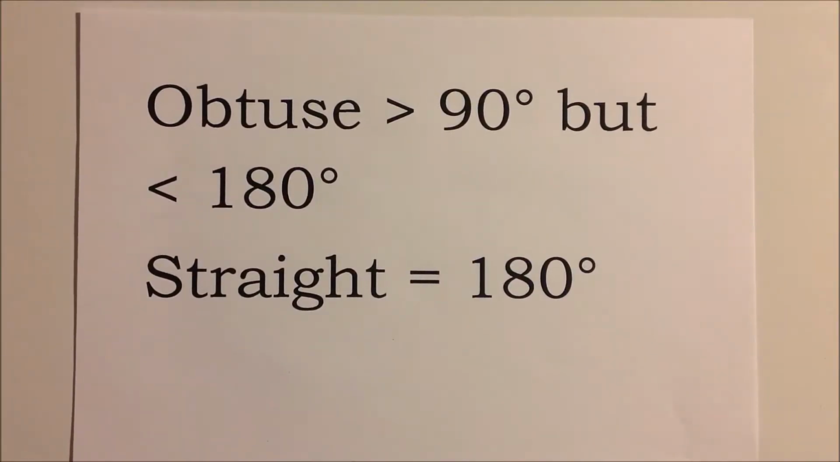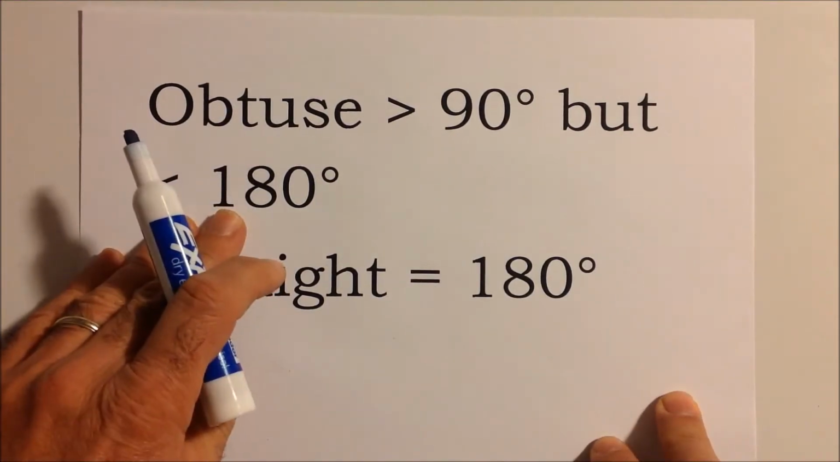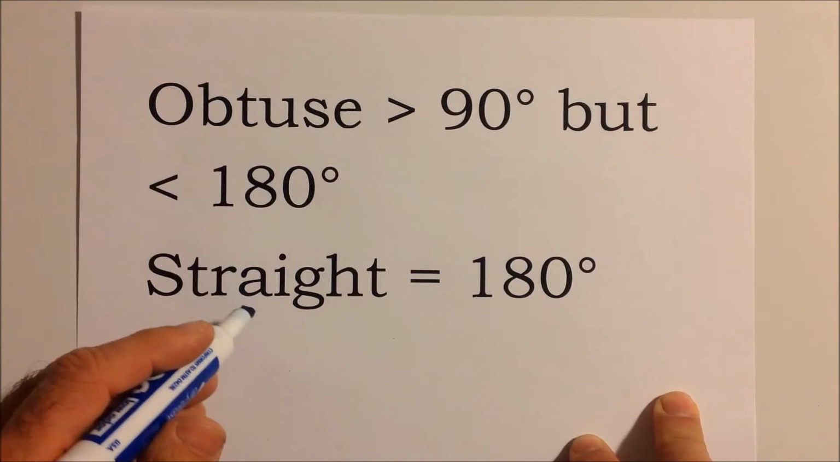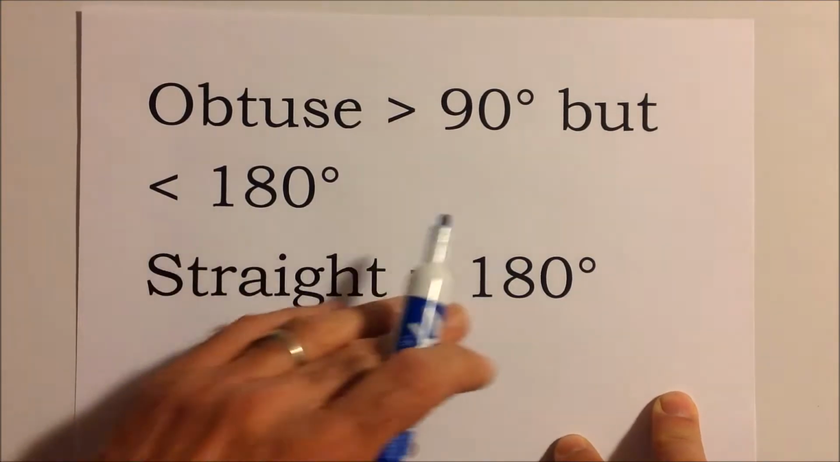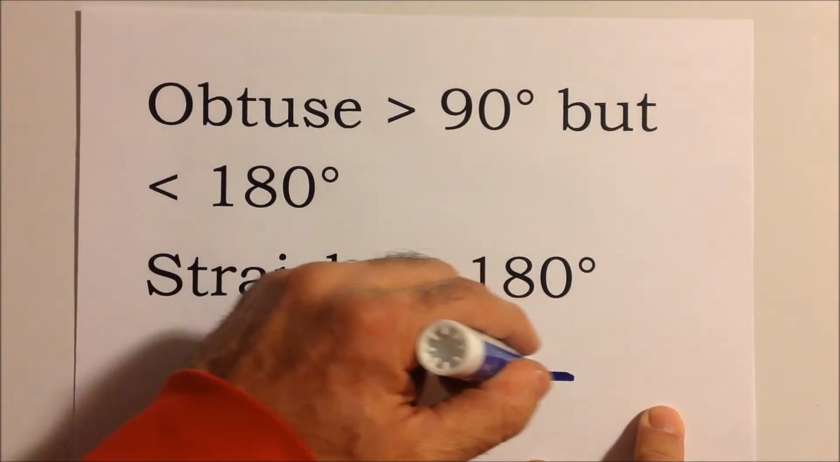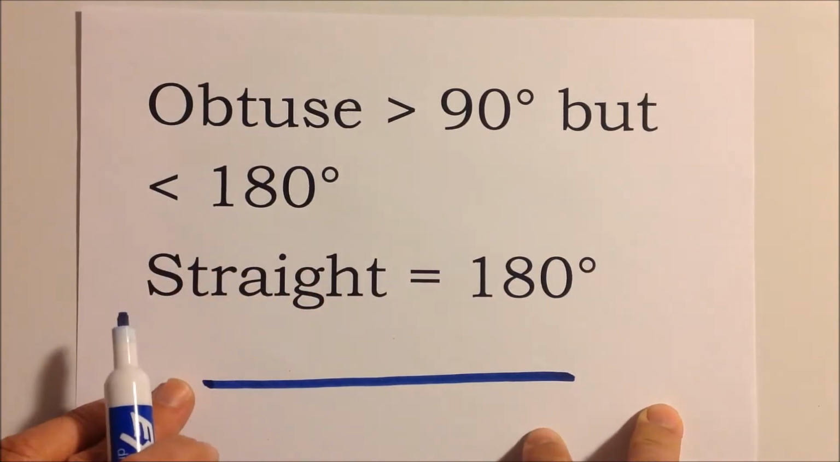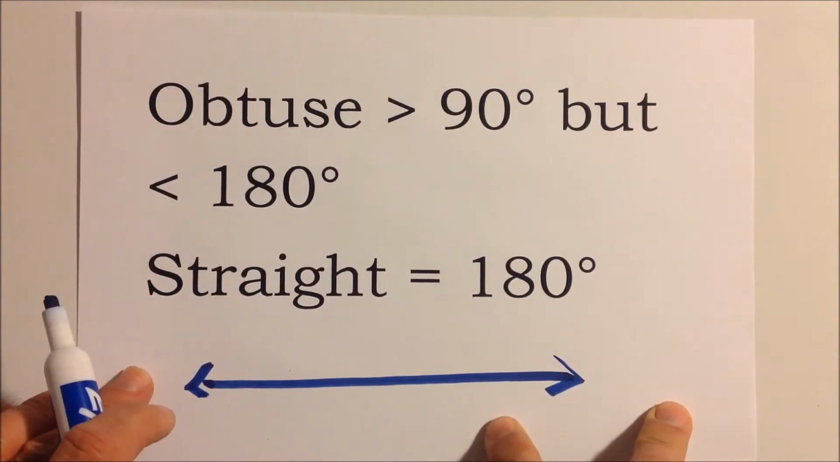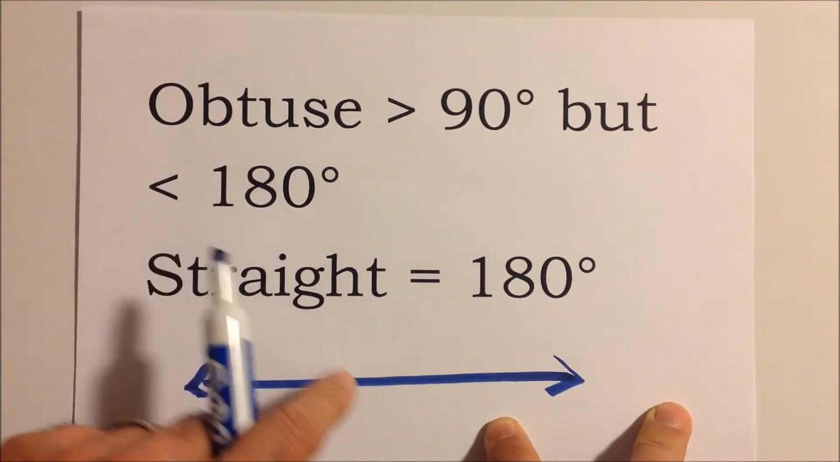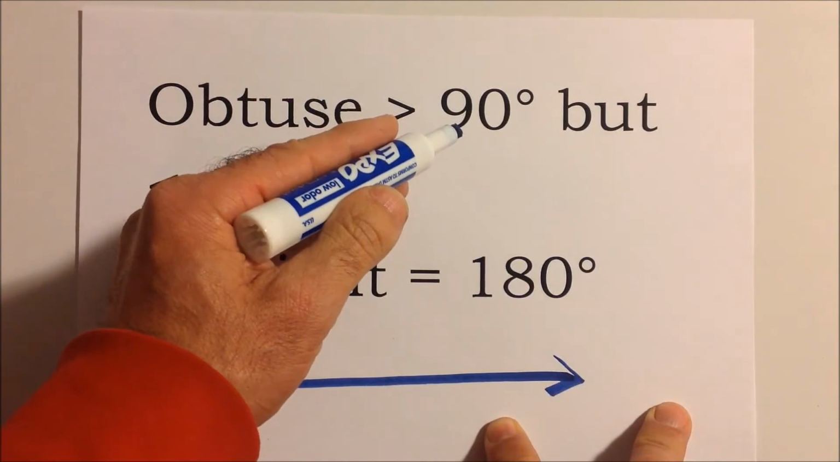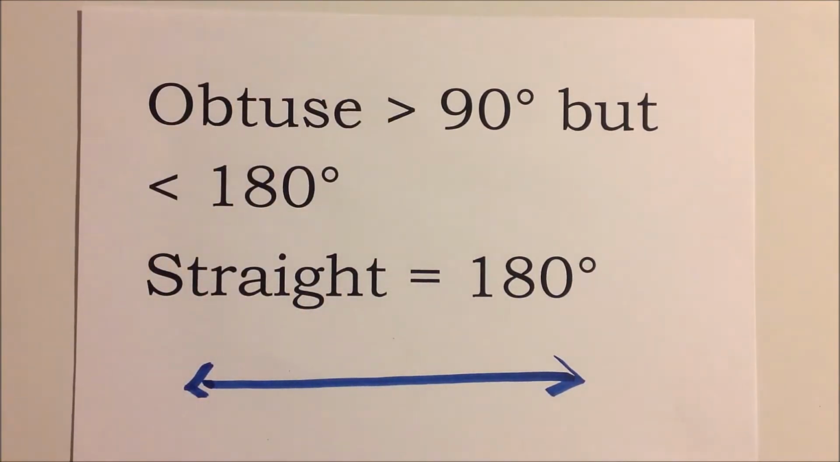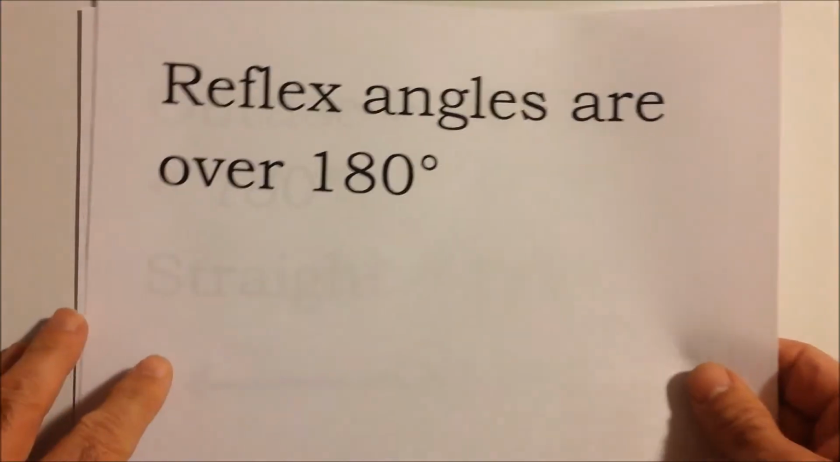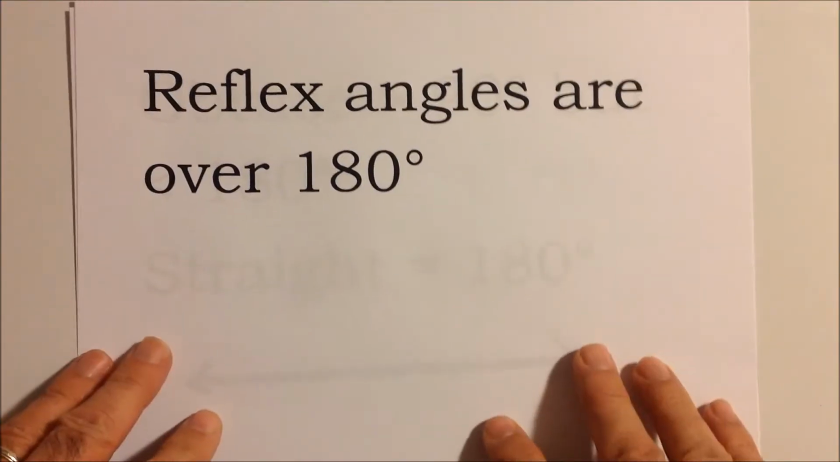Now another type of angle is an obtuse angle. Obtuse angles are greater than 90 degrees, but less than 180. A straight angle is exactly 180 degrees. A straight angle is just a line, basically, or a line segment. An obtuse angle would be greater than 90, but less than 180. We will also come across angles that are greater than 180, called reflex angles, and we'll talk about that in another video.